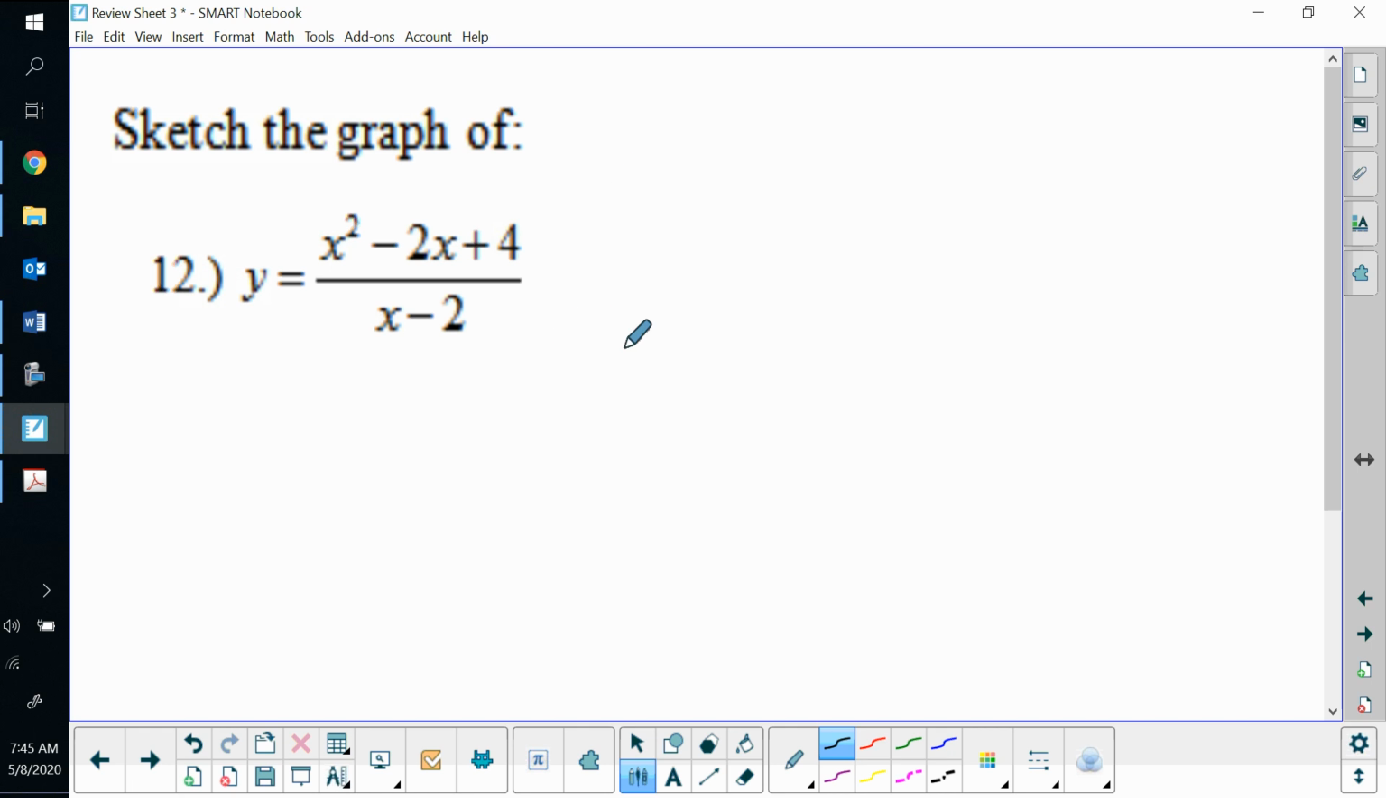We've got to do our curve sketching. So with curve sketching, we first wanted to find the domain. The domain of this is all real numbers, but x cannot equal 2. Next, we can find our intercepts, x-intercept and y-intercept.